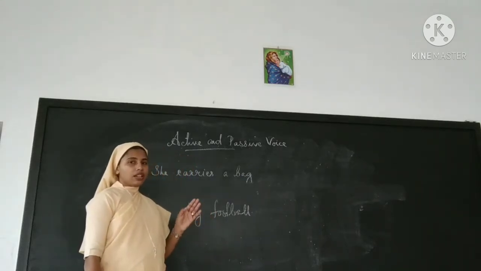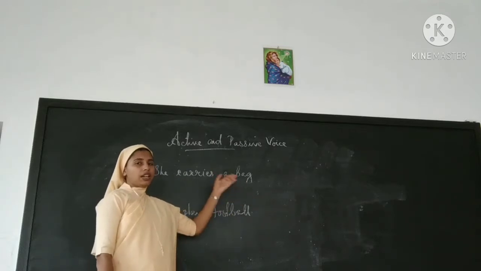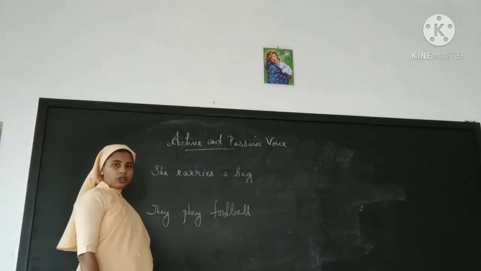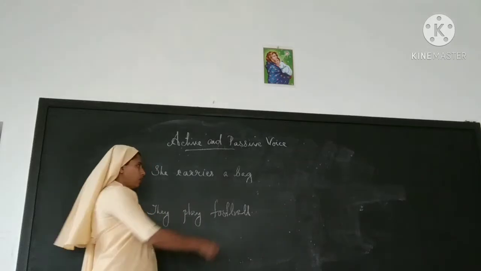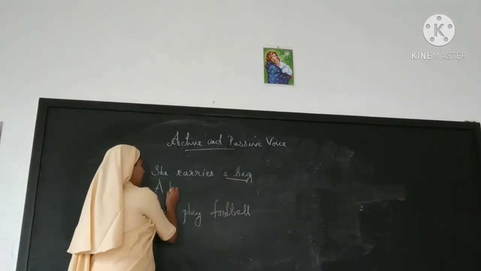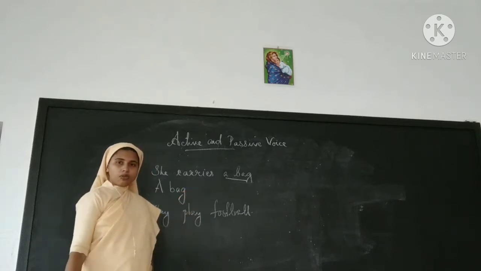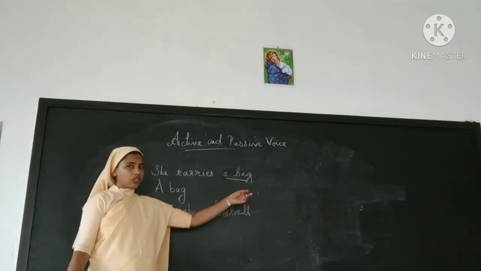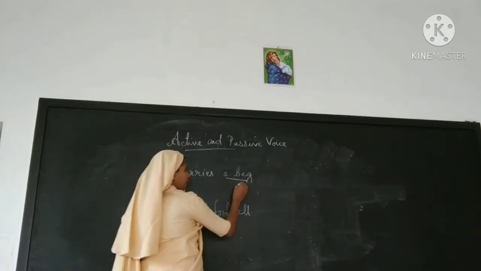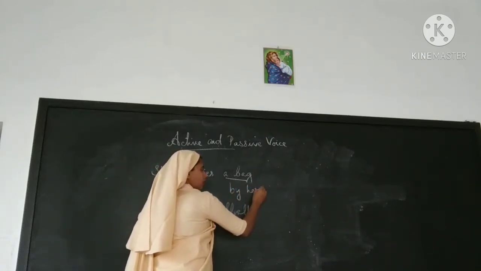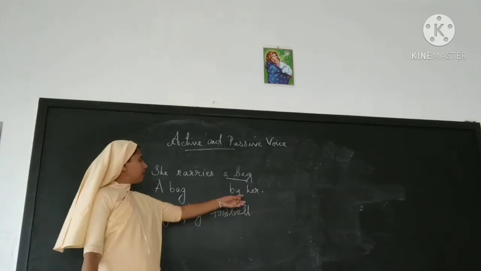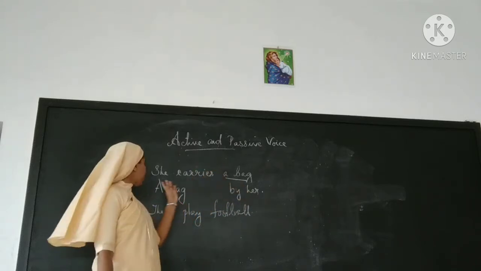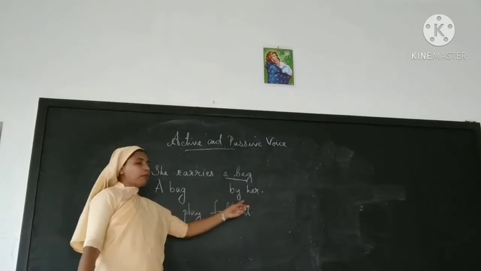Okay, let's see the structure. The subject takes the position of object and the object takes the position of subject. So let's analyze this sentence. She carries a bag. So the object takes the place of subject. The object here, a bag, becomes the subject, and the subject takes the position of object, so it will take the objective case. So she will become her, and by will be added. By will be added in passive voice along with the subject. She carries a bag by her.